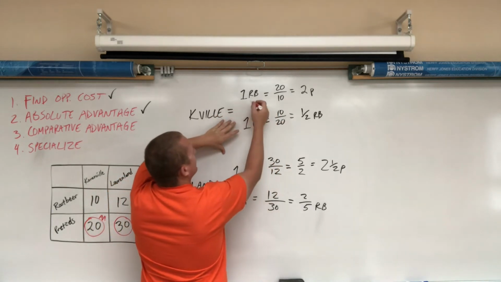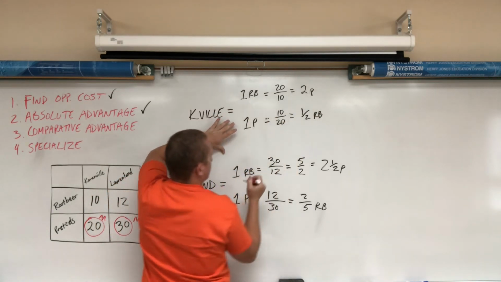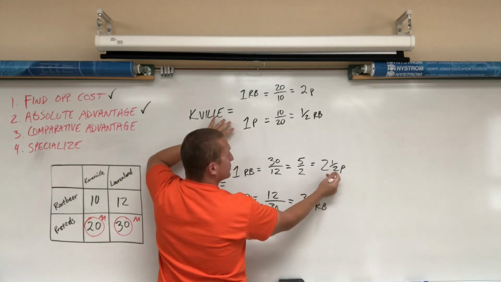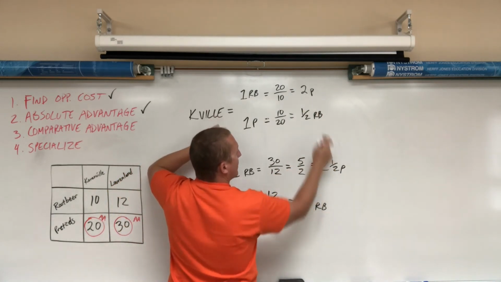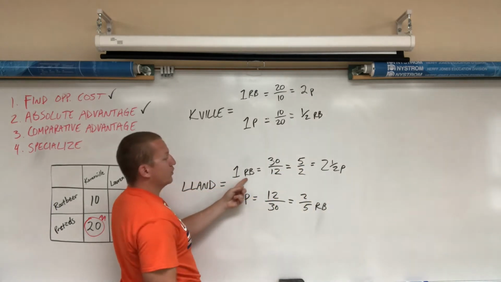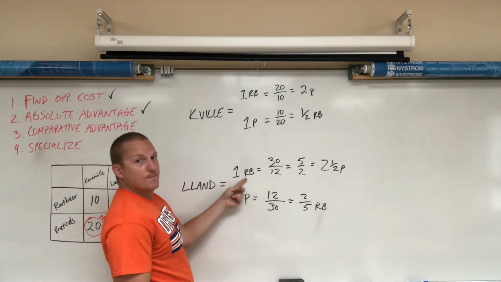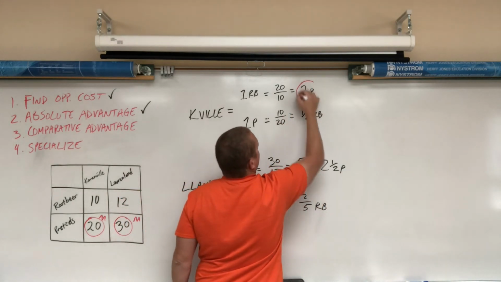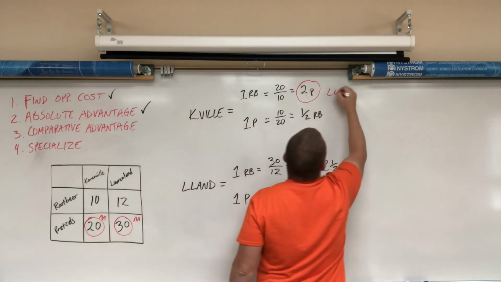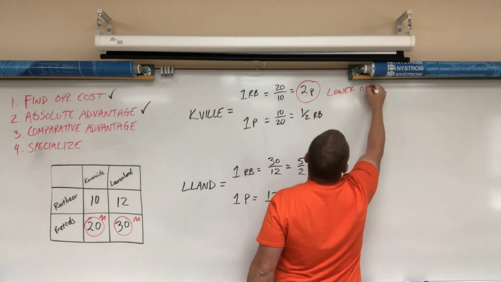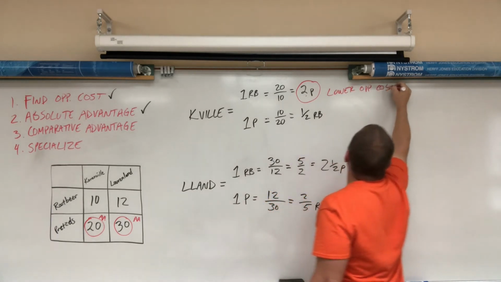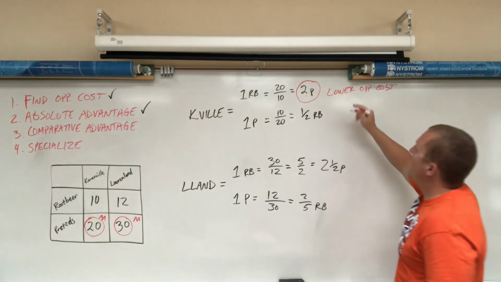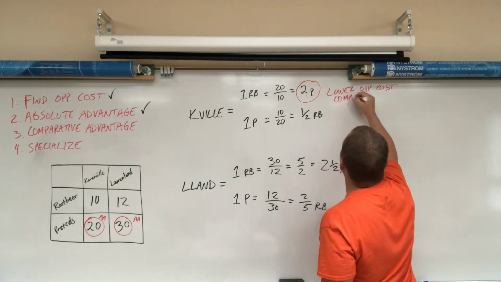In order for Caronville to make one root beer, they give up 2 pretzels. In order for Lorenland to make one root beer, they give up making 2.5 pretzels. So who has the lower opportunity cost of making one root beer? Caronville, because 2 is less than 2.5. I'm going to circle that. They have the lower opportunity cost, but more specifically, they have a comparative advantage.